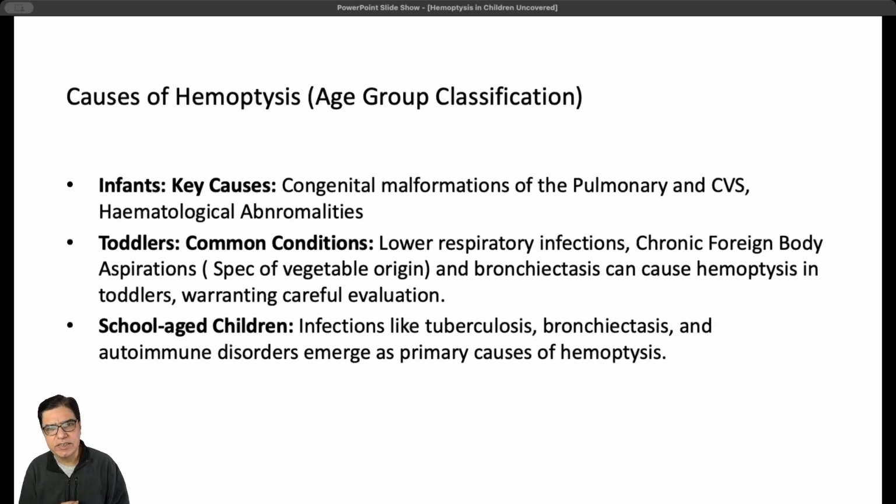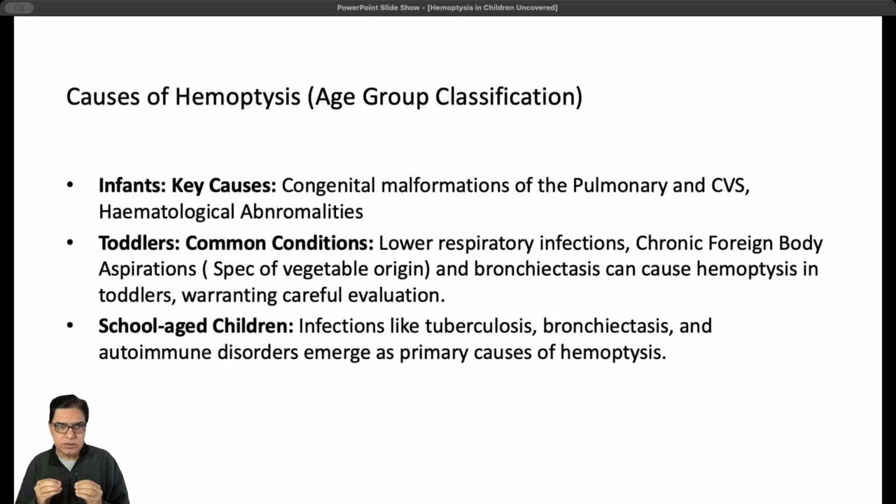Now toddlers, obviously they are slightly bigger than the infants, so the incidence of respiratory tract infections is more in these kids, and especially if they develop lower respiratory tract infections again and again, they have more chances because the infection leads to inflammation. Inflammation leads to more blood coming into that particular area, and sometimes because of the severe infection and inflammation, blood vessels can get eroded, leading to hemoptysis. So lower respiratory tract infections are number one reason for hemoptysis in the toddler age group.